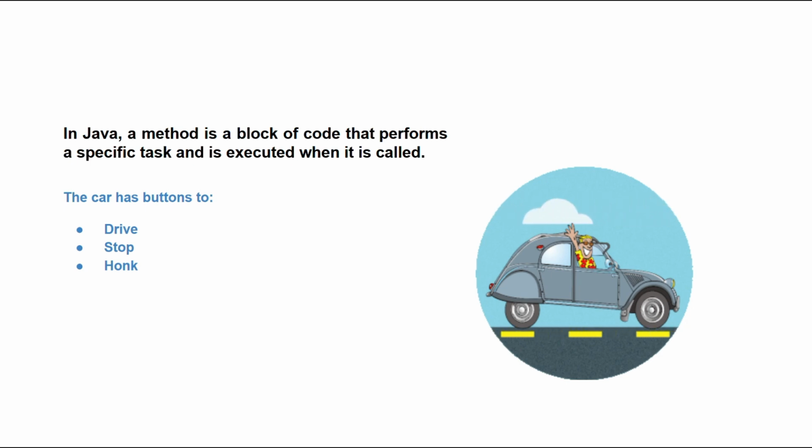Let's return to our car analogy. A car has several controls and actions it can perform. Drive, stop, honk. These actions are like methods in Java. They define what a car object can do. In programming, methods describe the behavior of a class.